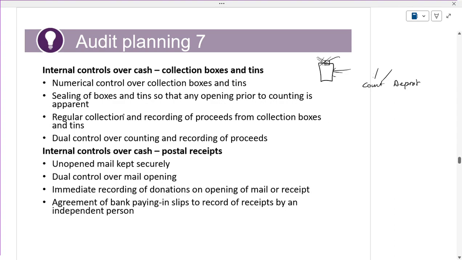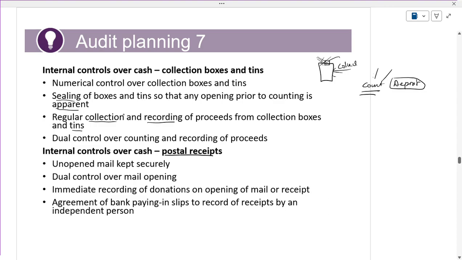There is no segregation of duties. He will collect the box, he will count the contribution, he will deposit it, and he will also account for it. Okay. Numerical control over collection boxes, how many boxes we have collected: there should be numbers on the boxes. Sealing: when you are collecting, you have to seal the boxes so that opening prior to counting is apparent. The moment you take it, you have to put a seal. Regular collection and recording of proceeds from collection: not only regular collection, but also recording of the proceeds. Dual control over counting. Two people should count, not one. This is what we have learned now. Now, internal controls over postal receipts.